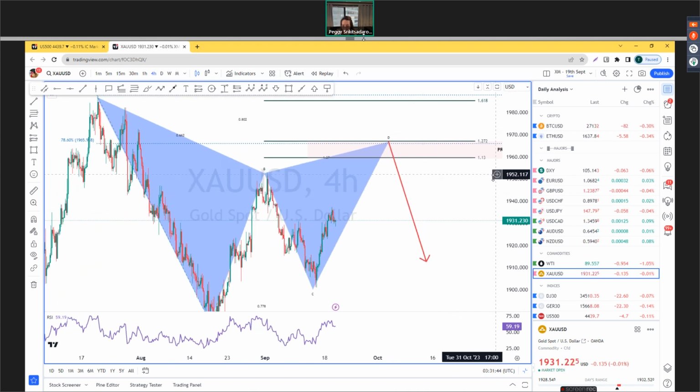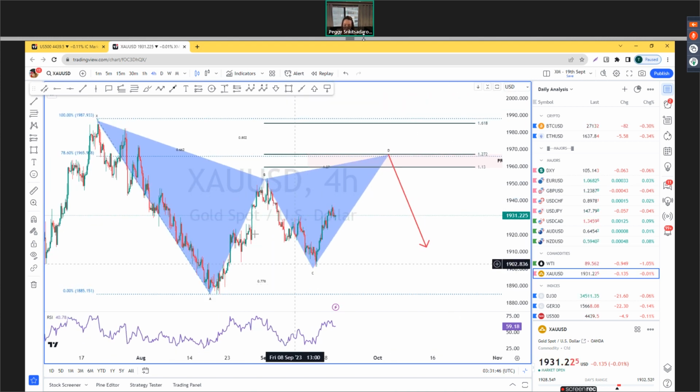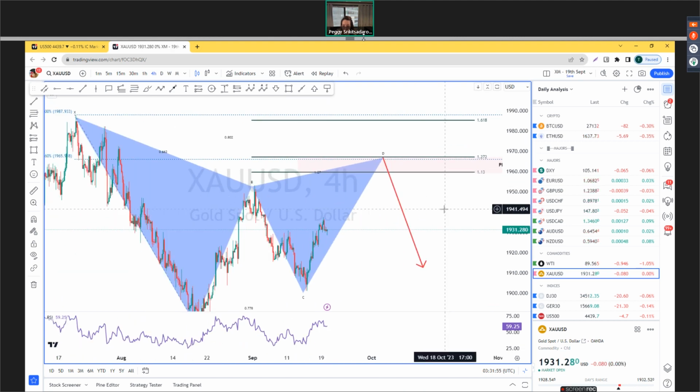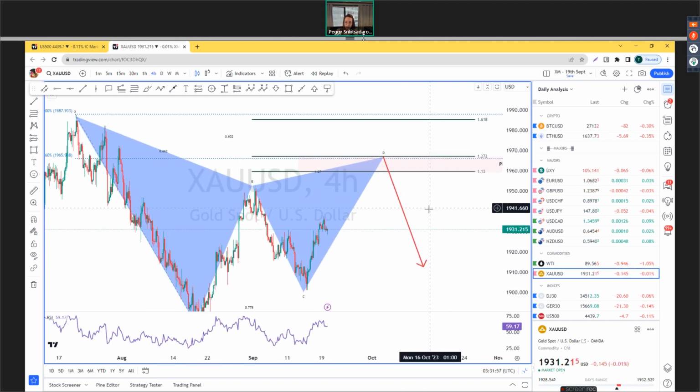We play the reversal. So basically, this is just like you see. We just wait for the delay. It can go up until here, and then you're going to sell. But again, you cannot only trade with harmonic pattern.